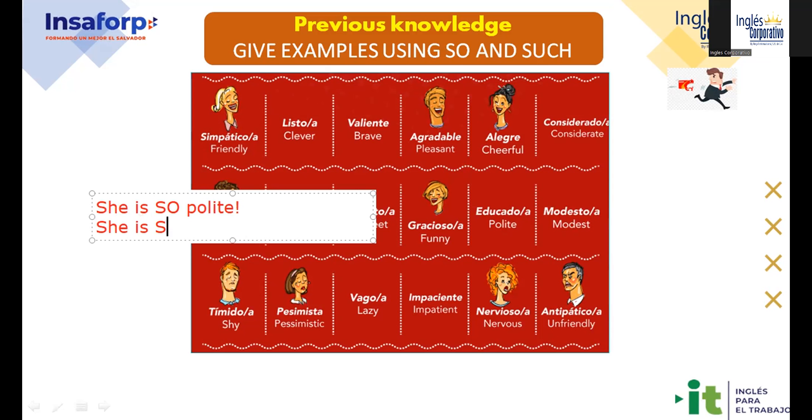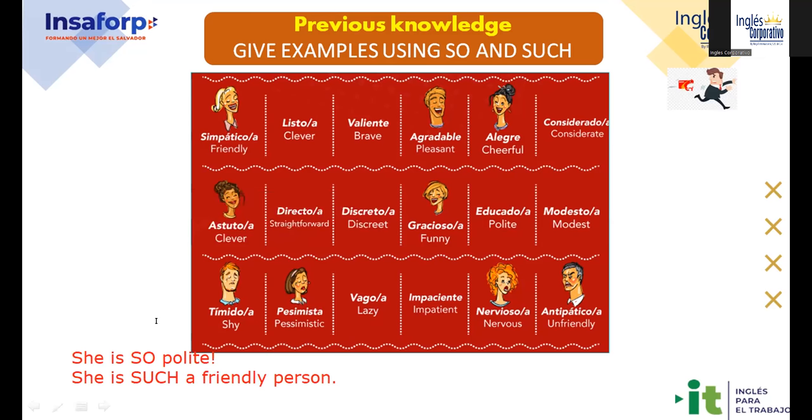She's such a what? Very friendly. She's such a friendly person. Okay. Girl, person, lady, I don't know. Okay, so there you have two examples. She's so polite and she's such a friendly person. So now let's see one by one.